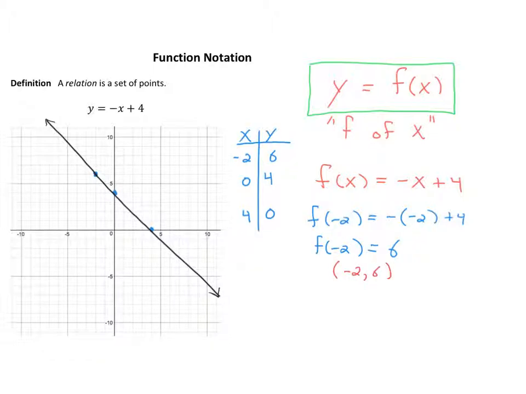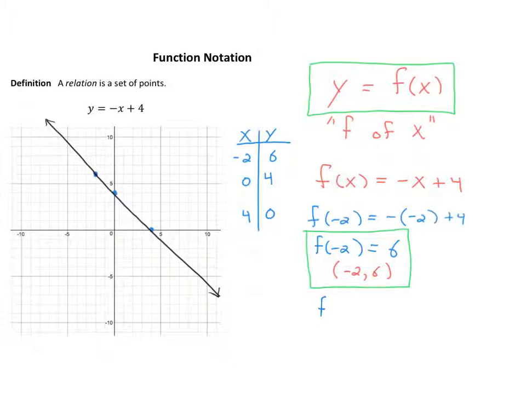These two things mean the same thing. I read this as: if you go over to negative 2 and put that into your function, it takes you up to 6. I'll do this for the remaining 2 points. So what about f of 0?